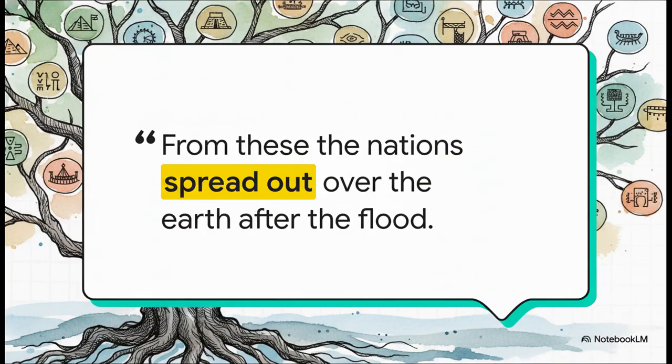And right there, that's the text's own answer. It's basically the thesis statement for the whole chapter. It's claiming that what you're about to read is the master key, the complete family tree that explains where every clan, every nation, and every language group known to the writers actually came from.